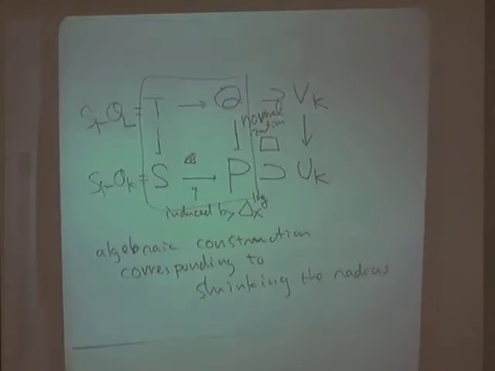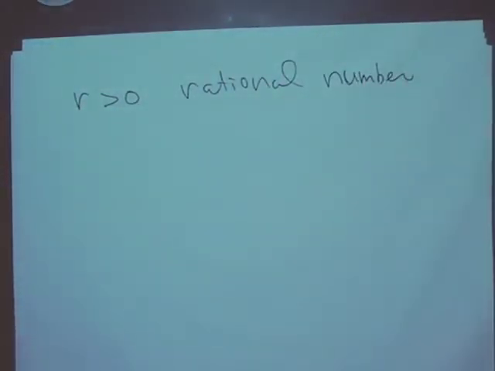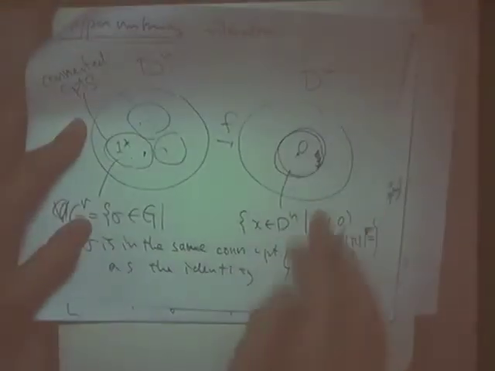Okay, so how do we shrink the radius? Yesterday I said that the algebraic operation corresponding to shrinking the radius is blow up. So I have to do some blow up. Now I take a rational number, so this corresponds to the radius of this disk.